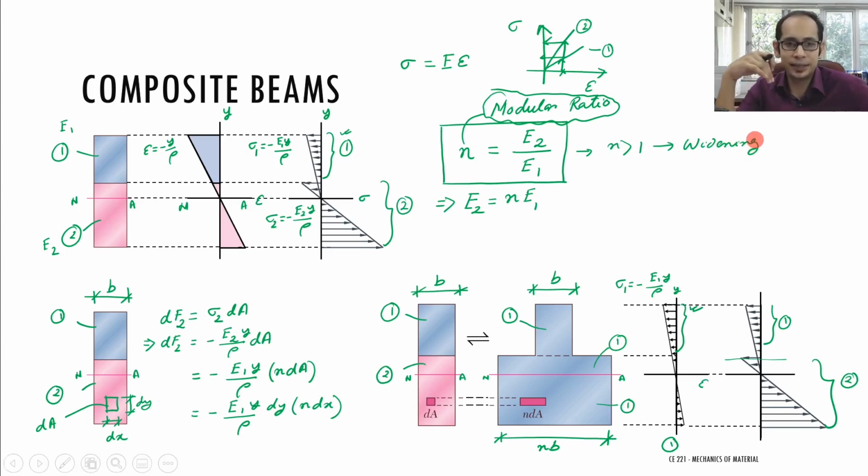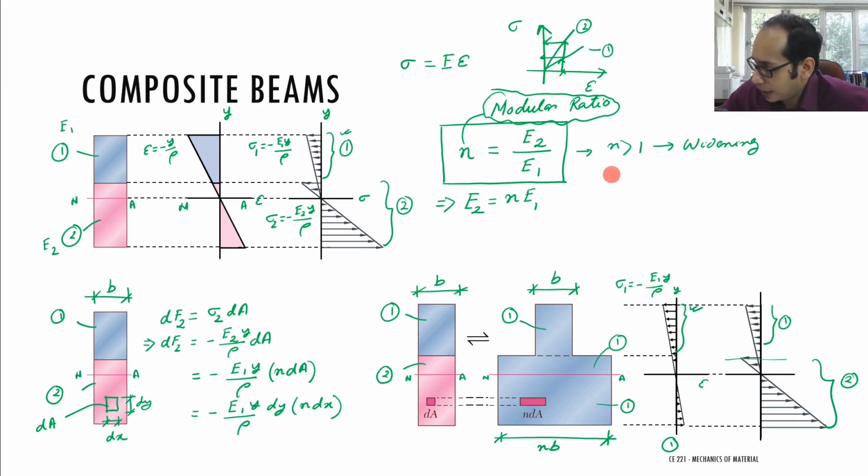Now what if n is less than 1? If n is less than 1, you will have a shrinking. For example, in this problem, if I was converting material 2 to material 1, then your n will be E1 divided by E2. So in that case, I will have a shrinking. I will have this thing as intact, and this rectangle will shrink somewhat.